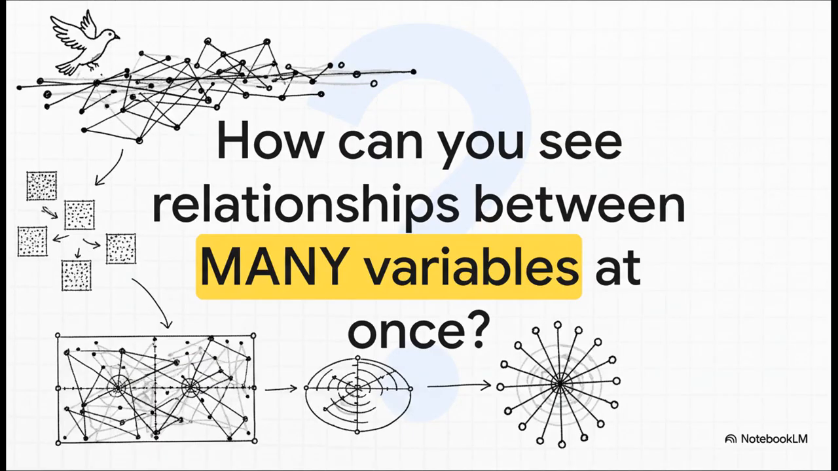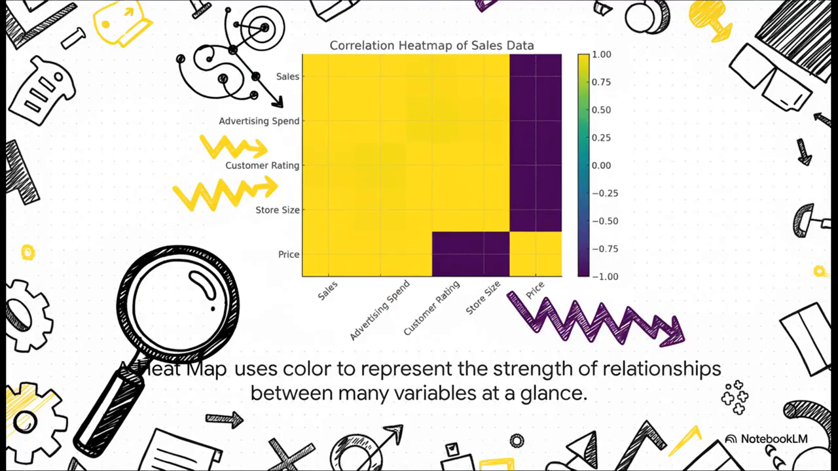All right, final tool in the rapid tour, and this one is a game changer. What if you have, say, 10 or 20 variables? You can't make 100 different scatter plots. You need a way to get a bird's eye view of all the relationships all at once. And that is where the heat map comes in.